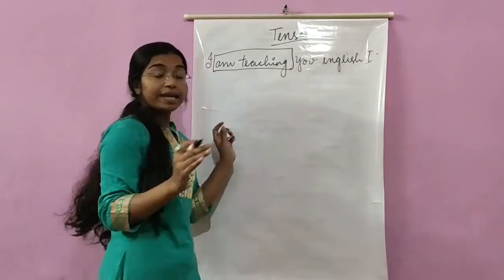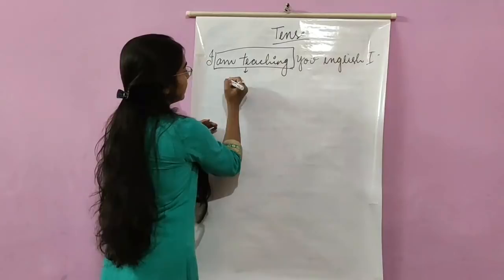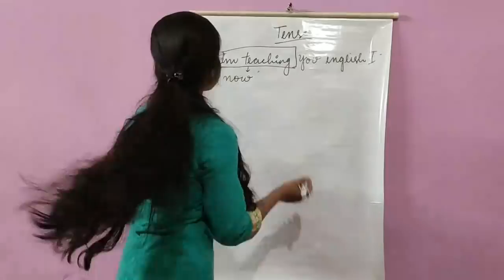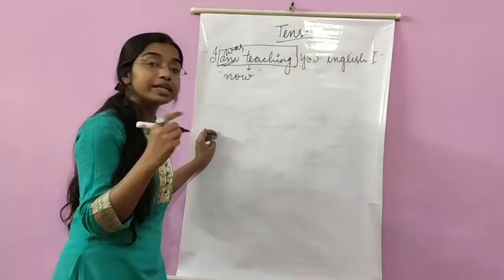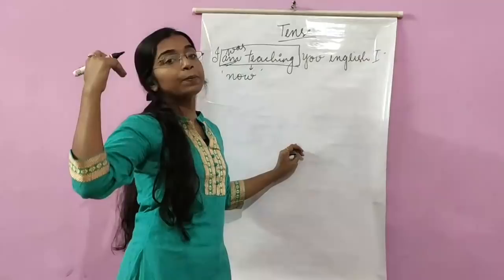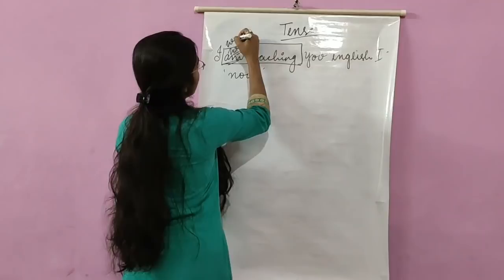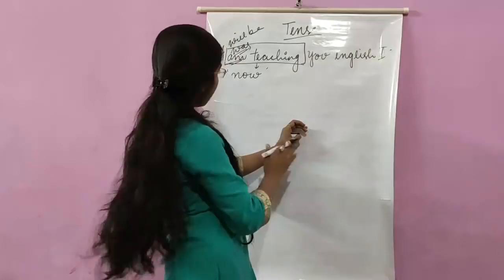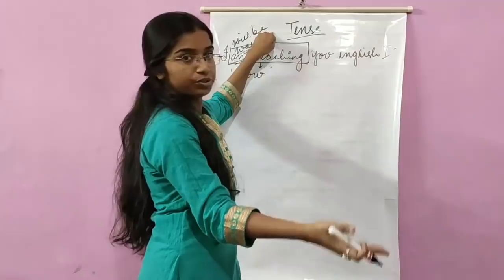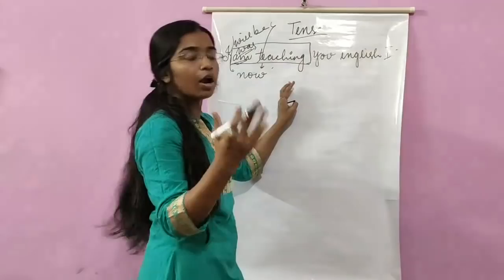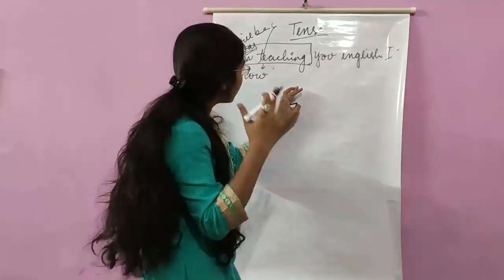It tells us the time of the action. What does it tell? It tells that the action is happening now. Now suppose I replace this am with was. Now it tells you that the action was taking place in the past. If I replace this was with will be, it is very clear that the action has not yet occurred but will be taking place in the near future. So how do we know what these words indicate? For knowing that, we have to study tense in detail.